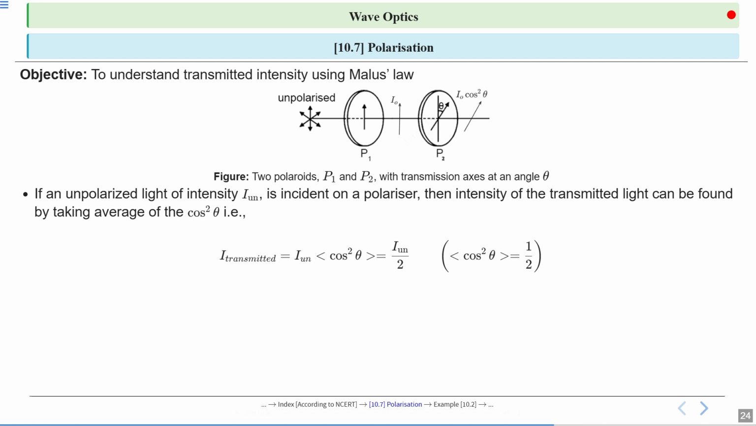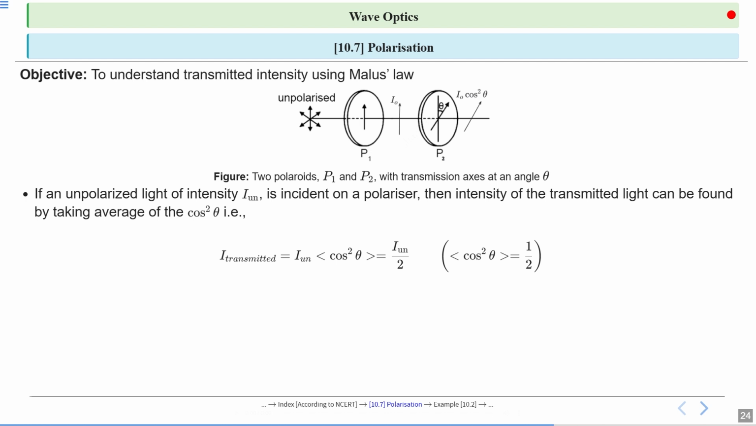So I transmitted equals I UN, where UN means unpolarized light, multiplied by the average of cos square theta. I transmitted is the intensity of light transmitted through the first Polaroid P1, which, according to Malus law, equals the unpolarized intensity of light incident on the first Polaroid times cos square theta, where theta is the angle between the oscillation of the electric field and the transmission axis of the first Polaroid.